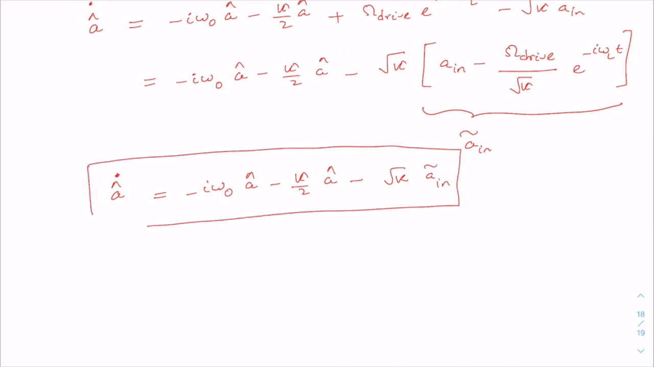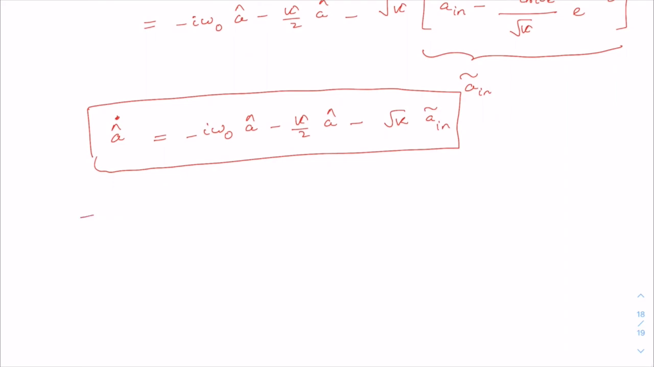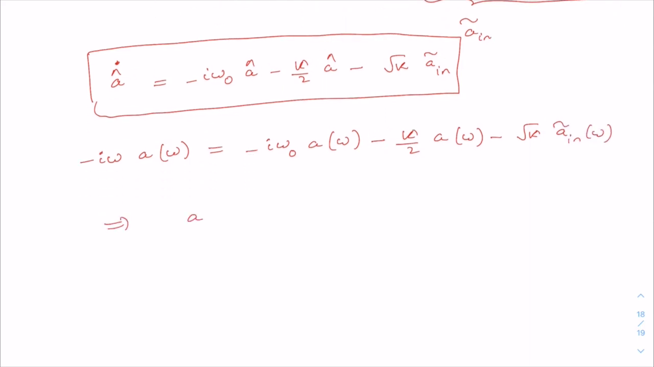Now, if I go over to the frequency domain, that means if I take the Fourier transformation, immediately I can get this equation: minus i omega A of omega. These are all operators, so I won't write the hat all the time; you understand that these are quantum operators anyway. We have minus i omega 0 A of omega minus kappa by 2 A of omega minus square root of kappa A tilde in of omega. From here, you can immediately get the expression for A of omega. That would be square root of kappa A tilde in of omega divided by i omega minus omega 0 minus kappa by 2.